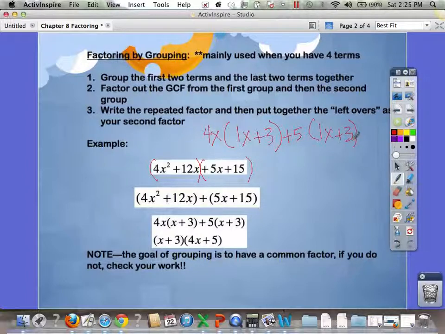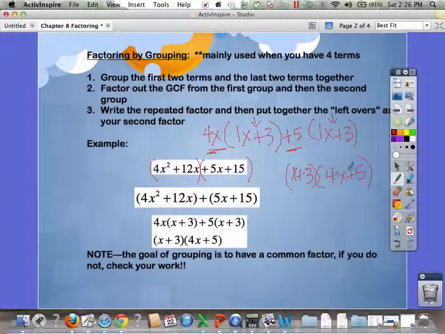Now, you'll know you did this right if this and this are exactly the same. Okay, can I have sign differences? It has to be exactly the same. You don't need the 1 there if you don't want to put that, that's fine, but you do have to have x plus 3, and they both have to be that. If they're not, then you need to go back and redo it. What you'll do then is, because they are the same, you'll write one of those, and then you're going to put your leftovers together. So that's going to be 4x plus 5.